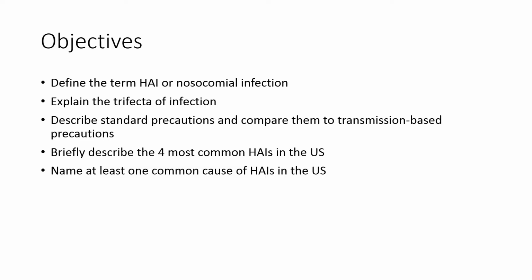Your objectives are to define the term HAI, or nosocomial infection, to explain the trifecta of infection, to describe standard precautions and compare them to transmission-based precautions, to briefly describe the 4 most common HAIs in the United States, and to name at least one common cause of HAIs in the United States.